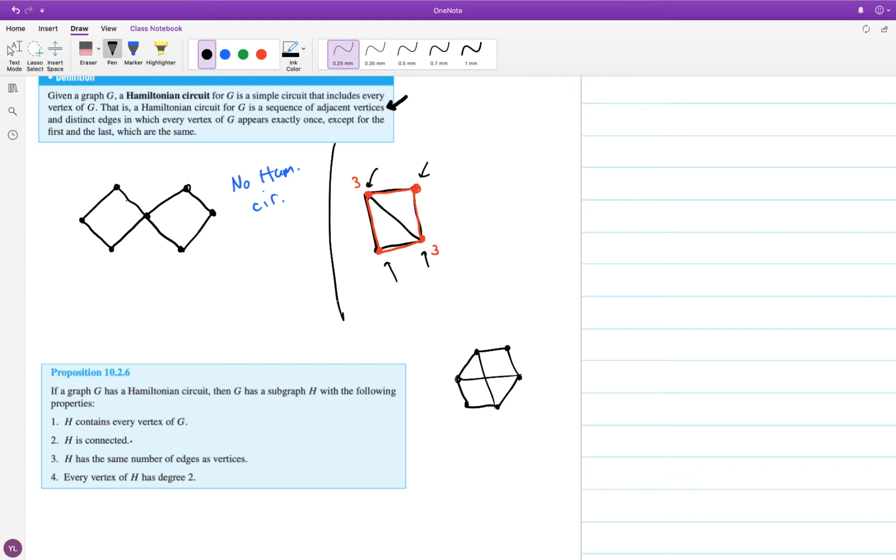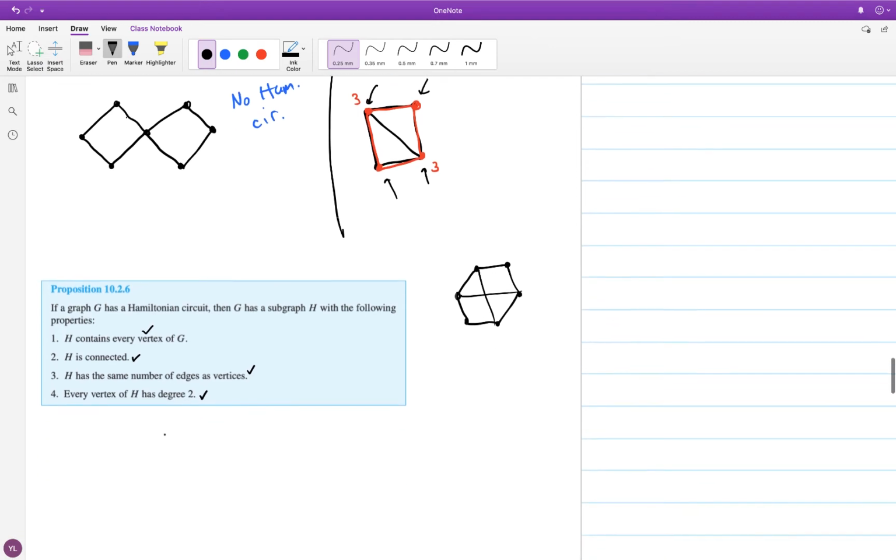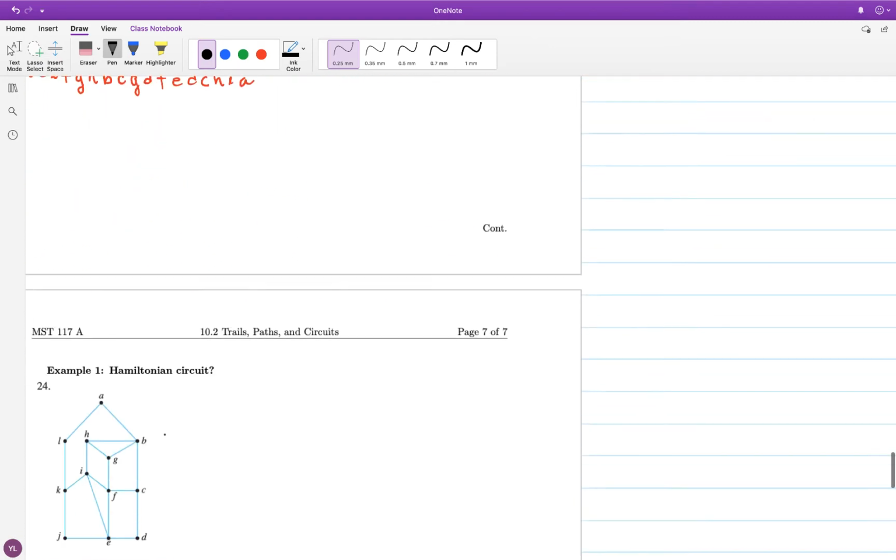So that would force the graph to have this subgraph that is connected, contains every single vertex, has the same number of edges as vertices, because a cycle is just a sequence of vertex, edge, vertex, edge, vertex, edge, the same number of vertices and edges. And the degree of each of the vertices in your little cycle is 2. That's what makes it a cycle. So if your graph has a Hamiltonian circuit, it must have a subgraph that looks like this. And that's what we're looking for when we're trying to find Hamiltonian circuits.